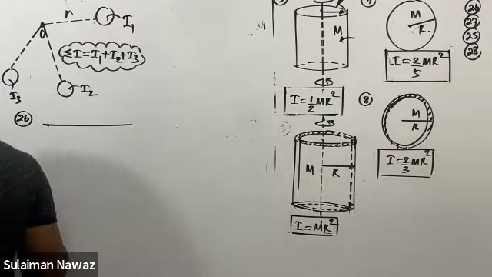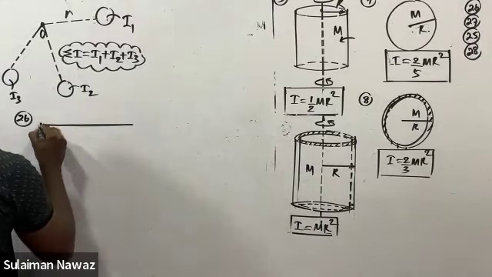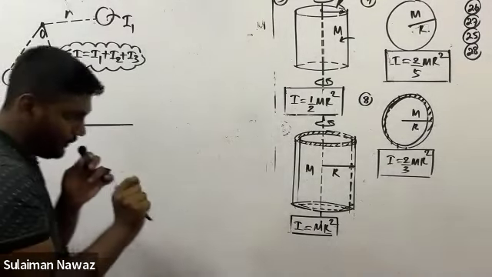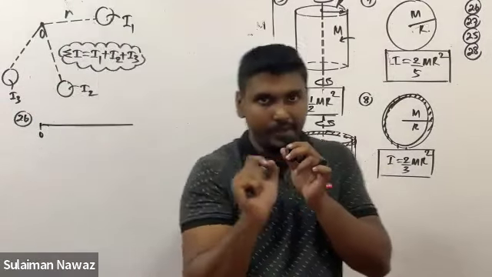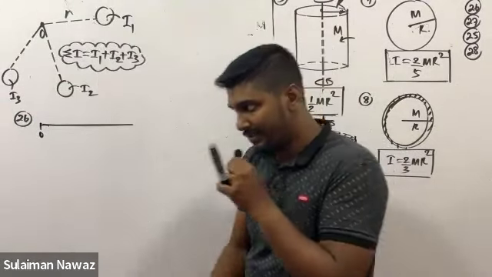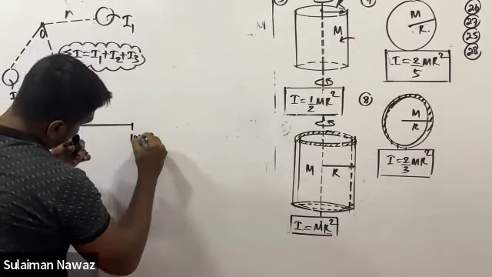Meter roller. What is the length of a meter roller? The length of a meter roller will be 100 centimeters. This end is 0 centimeters, and this end is 100 centimeters.